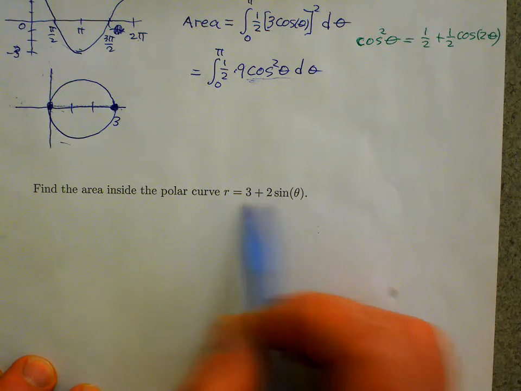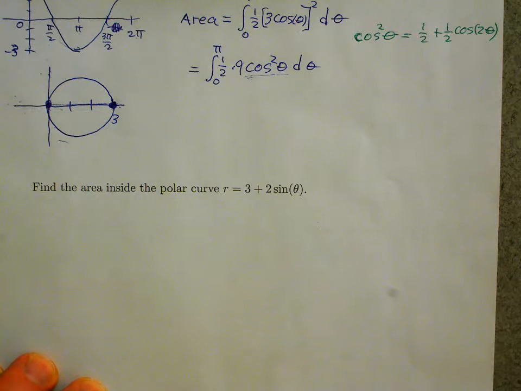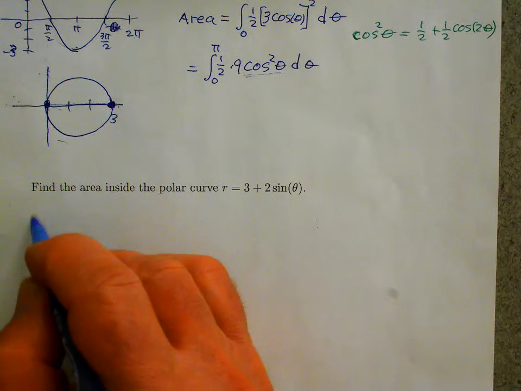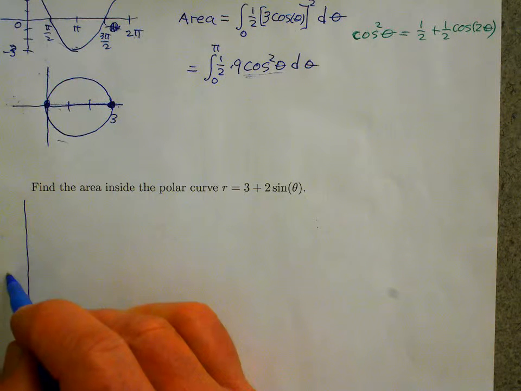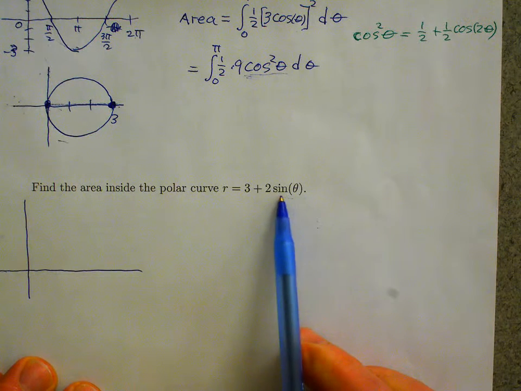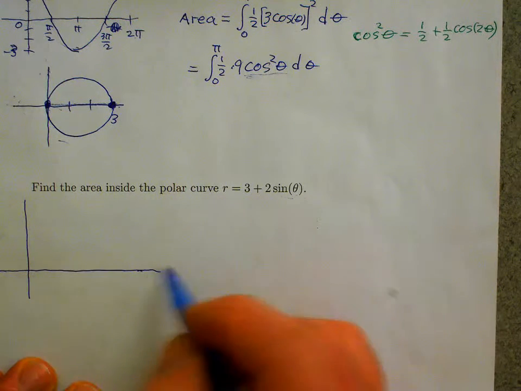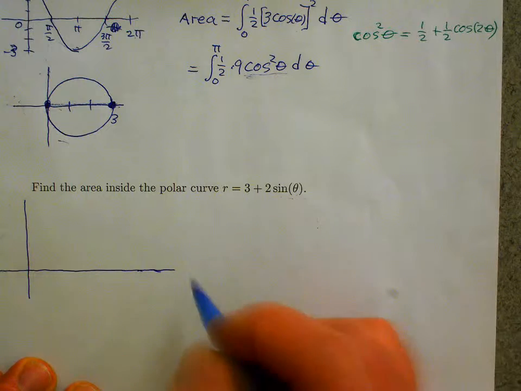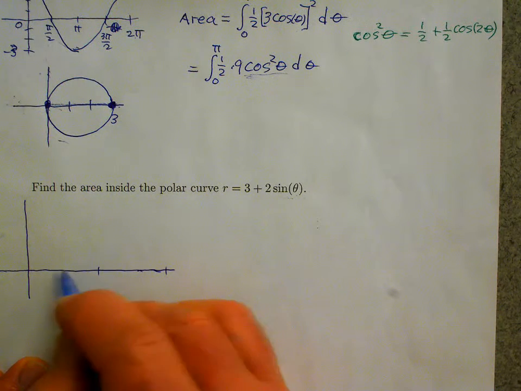Well, usually what I have to do is sketch the graph of the polar curve, and then I'll be able to figure out what the limits of integration have to be. So we can do that here on the side. Since we just have a sine of theta, we know that we need to consider what happens between 0 and 2 pi. So we'll try that out.